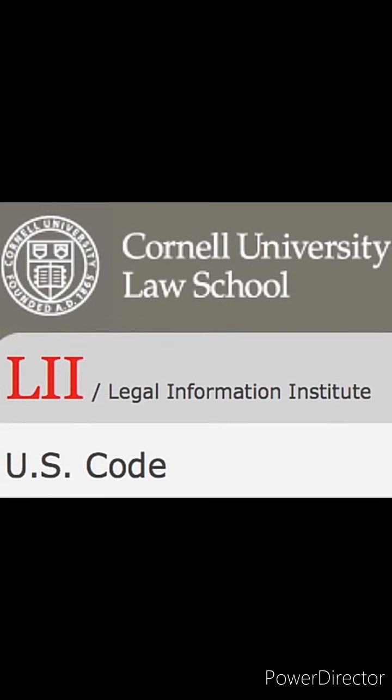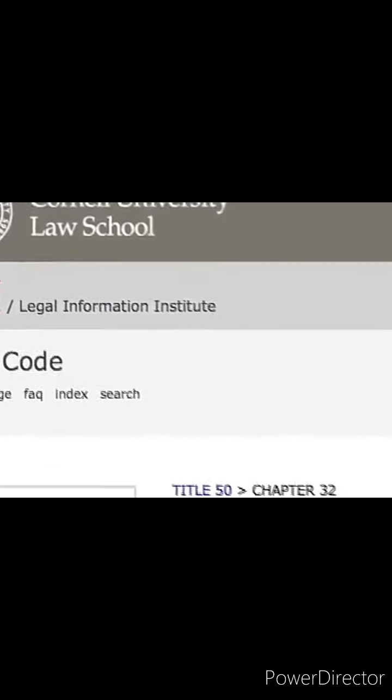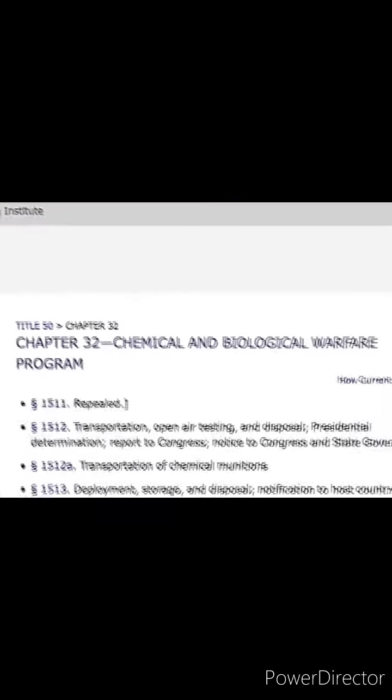Now, shockingly, this isn't the only time that we can see in the U.S. Code where the government feels it has the right to poison, irradiate, and use humans as test subjects. Let's take a look at some of these in the U.S. Code.